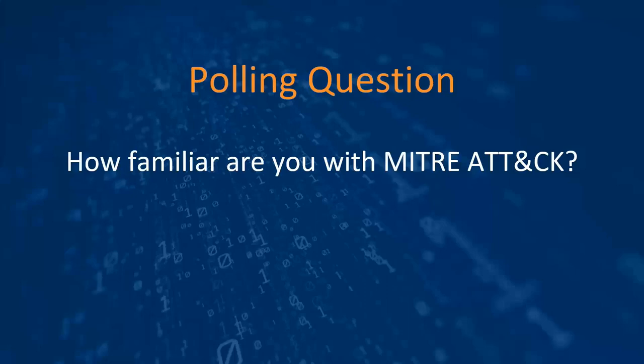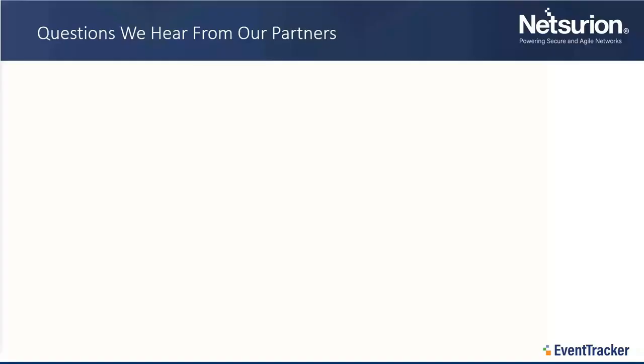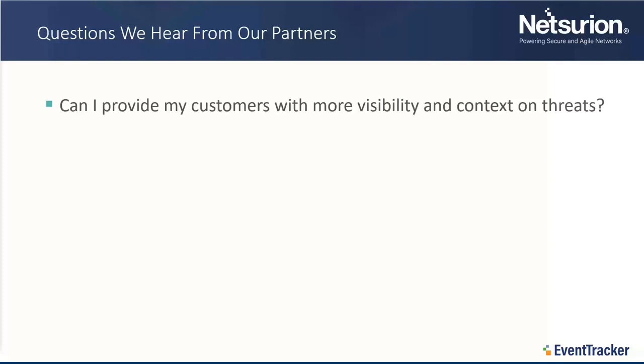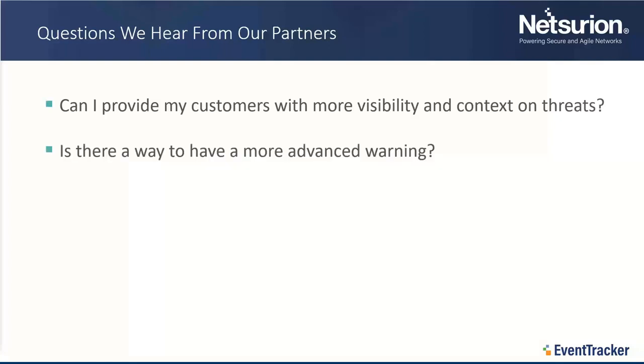So with that, let's focus first on some of the questions that we would hear from our partners. In cybersecurity in general, we'll see that this framework is key in early threat detection and providing that security value. But we want to make sure that we focus on a lot of these questions that our partners do ask. So, how can you provide more visibility and context on threats in general? Is there a means by which you can simplify it? You can provide more data, you can provide more analytics. Is there a way to have that advanced warning?